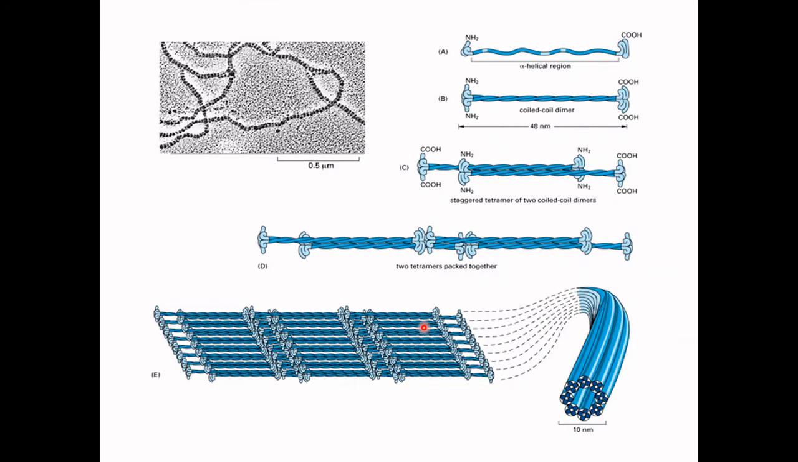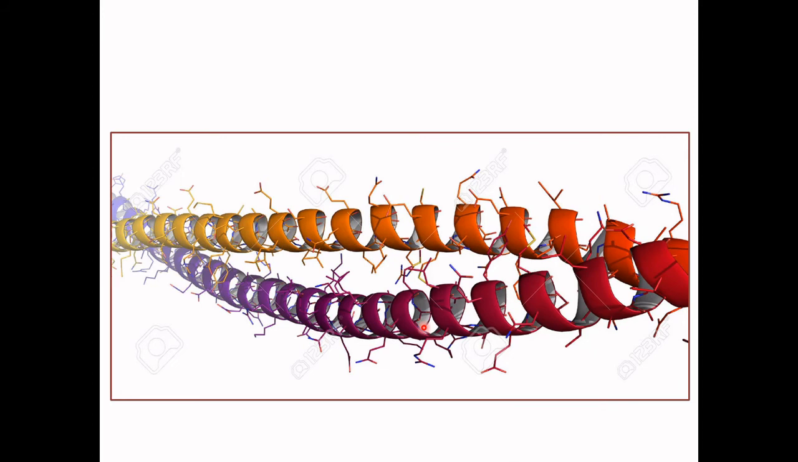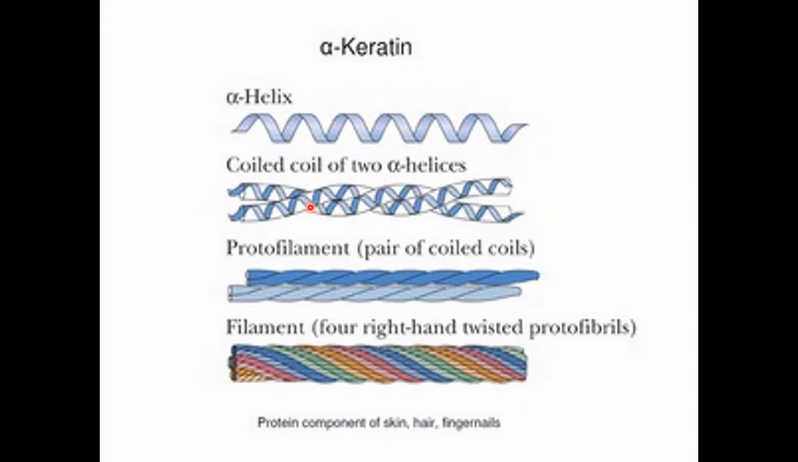This is how they form. It's an alpha helix, one alpha helix. This is one alpha helix, this is another alpha helix. These projections are the side groups. They coil around each other to form additional strength. So this is how alpha keratins are formed. They twist at each other and make the protofilaments. Such protofilaments again coil each other to make a much stronger protofibril.